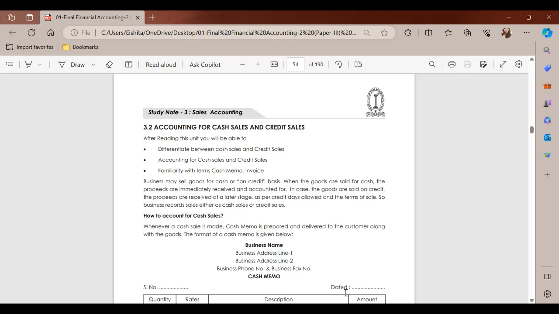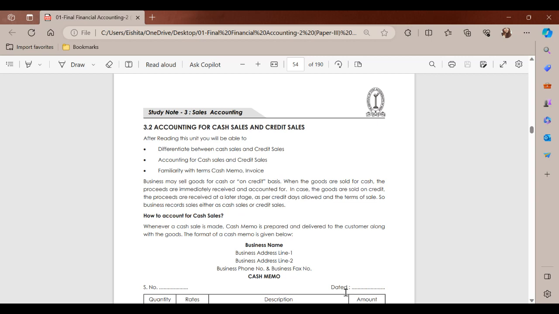Okay. Differentiating between cash sales and credit sales is quite simple, quite easy: cash sales will occur in the cash book and credit sales will occur in the sales book. In cash sales, the entry to be recorded is cash debit, sales credit, while in credit sales, the entry to be recorded is trade debtors debit, sales credit.